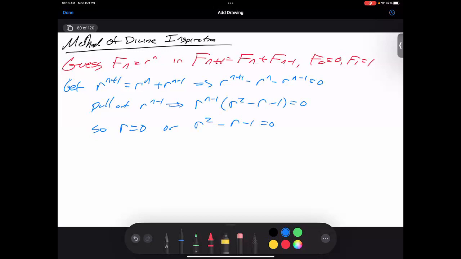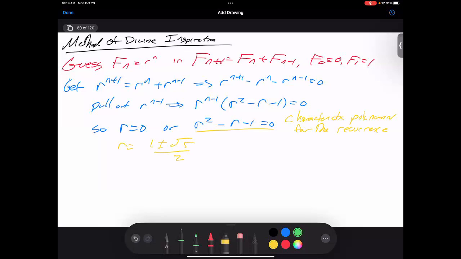So the really interesting case is when r happens to satisfy this relation. If we choose an r that satisfies this, then when we plug it in, it's going to satisfy the Fibonacci recurrence. So this is called the characteristic polynomial for the recurrence. So now, if we plug this in, we get r equals (1 plus or minus the square root of 5) over 2.